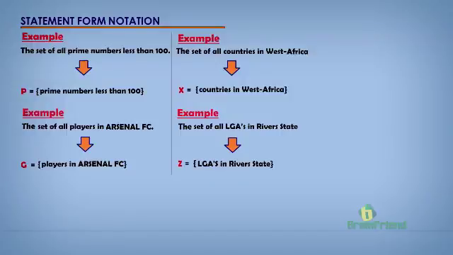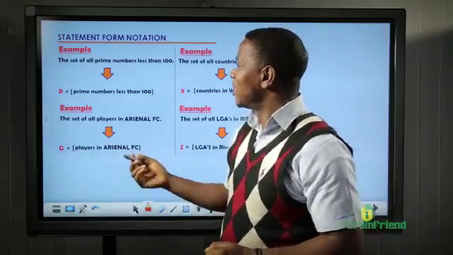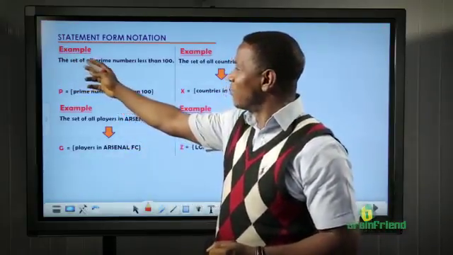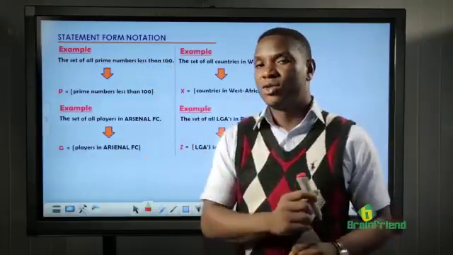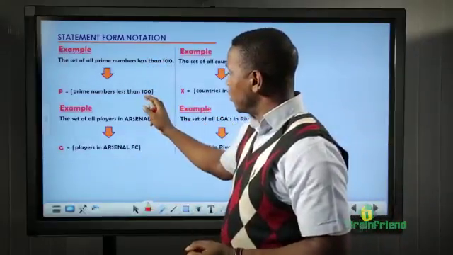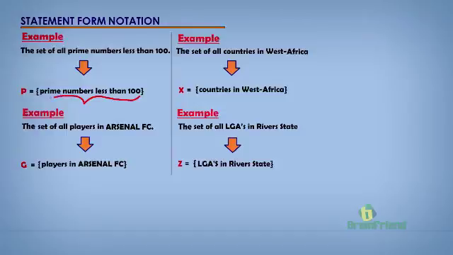So the statement or prose method could simply be written as, for example, the set of all prime numbers less than 100. Or, like we said earlier, we could simply just state out our rules in between our curly brackets. So P is the set of all prime numbers less than 100. Let's take a look at another example.